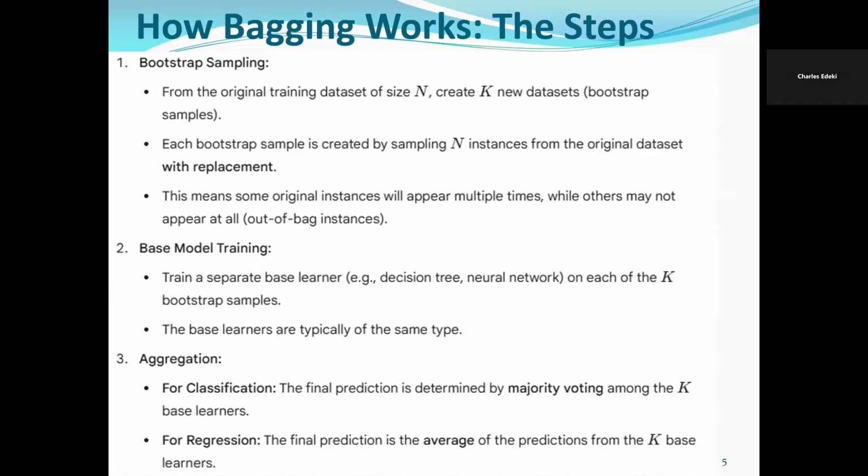Okay, so we have our sample now. So we move straight to the second step, which is the base model training. Here, this is up to us. Again, we are talking about general bagging. We gave examples: it can be decision tree, neural network, support vector machine, whichever. So you train a separate base learner. You can use any algorithm on each of the K bootstrap samples we have. The base learners are typically of the same type. Most of the time, the majority of the time, it should be the same type.